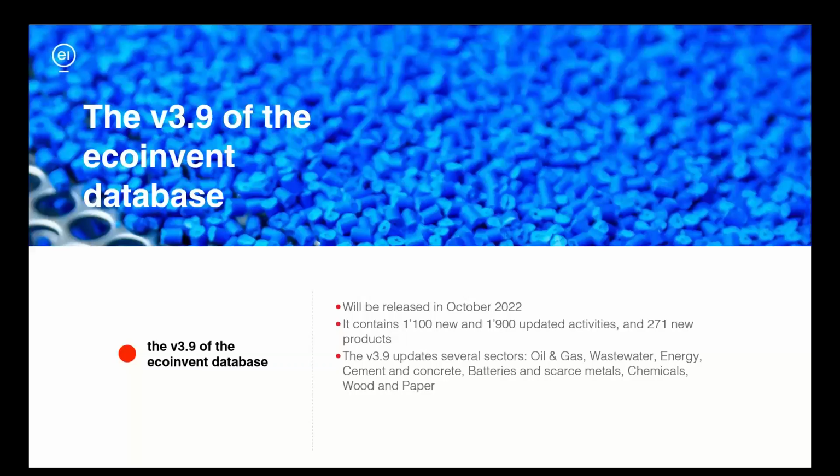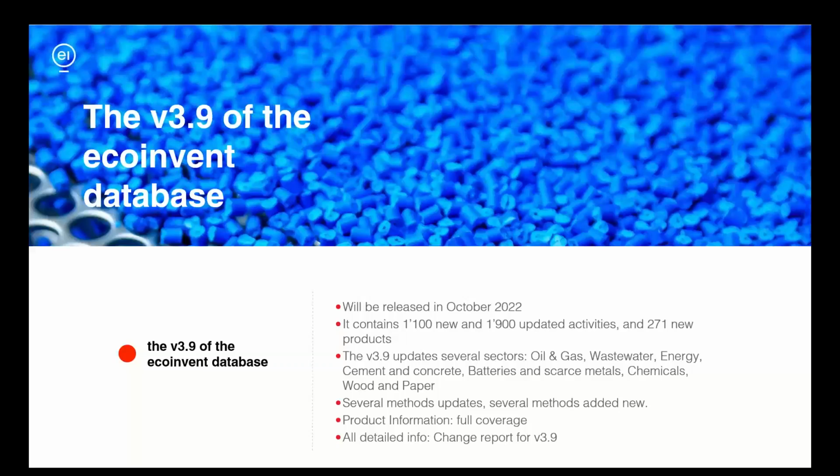Version 3.9 focuses on several core sectors of the database, starting with oil and gas, wastewater, energy, cement and concrete, batteries and scarce metals, chemicals, and paper and cardboard. Version 3.9 also updates the implementation of several methods in the database, and adds new methods. And it completes the coverage of the product information. So now all products and services present in the database have product information associated with them.